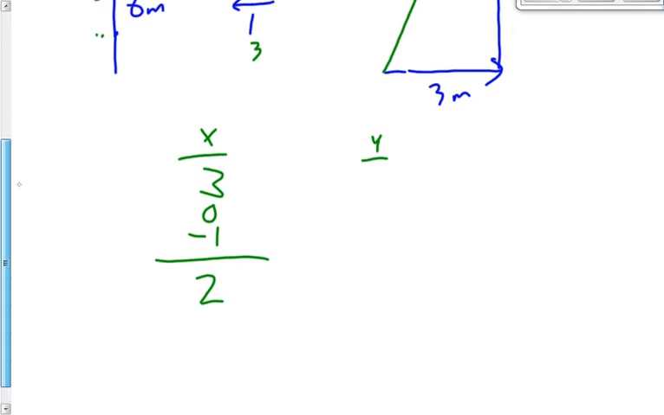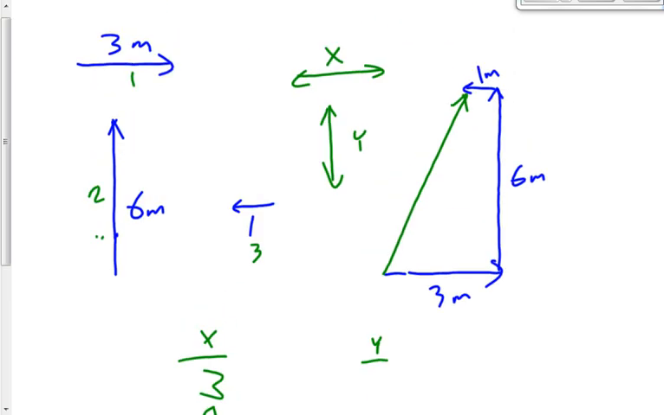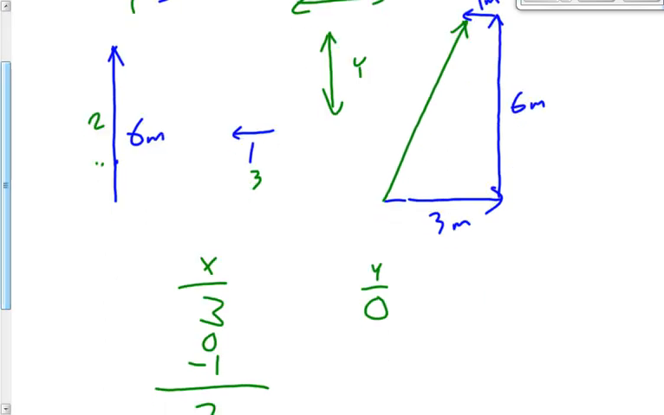Now let's look at the y component. The y component, the up and down component of that 3 meters is, there's no easier answer than answering this question. 0, nothing. The answer is nothing. The y component of the 6 meters is 6. And the y component of the 1 is 0. We add those up and we get 6. So that was pretty easy addition there.